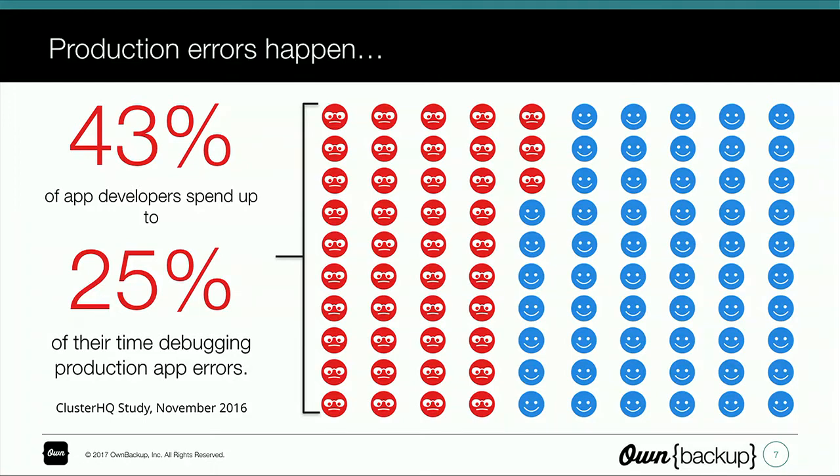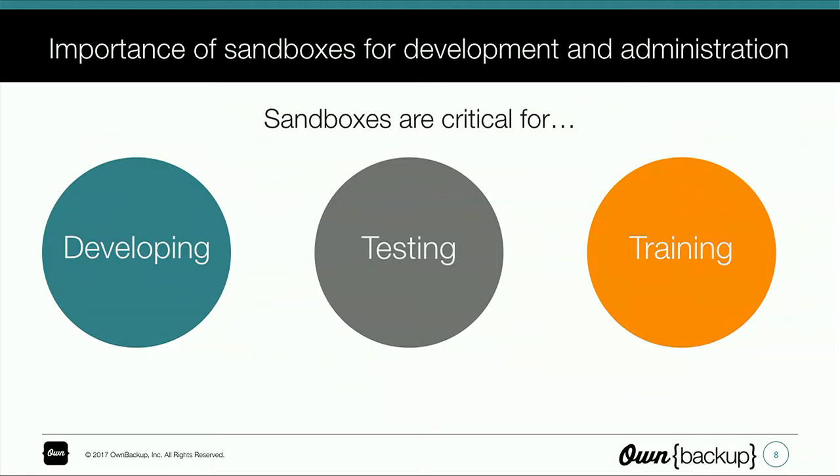So instead of debugging errors, they can actually create new features. So in order to have better, bulletproof, I would say, features in your production environment, you should use your sandbox environments for development, for testing, and for training before deploying it into production.